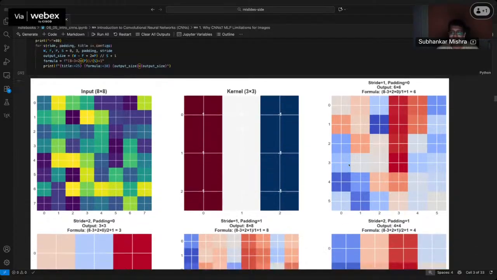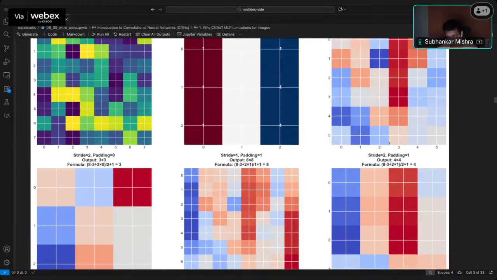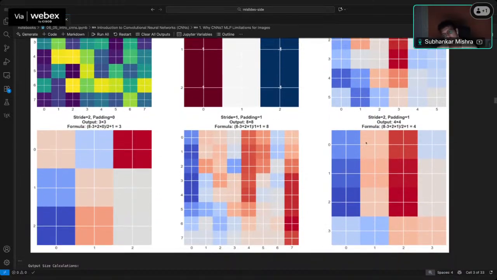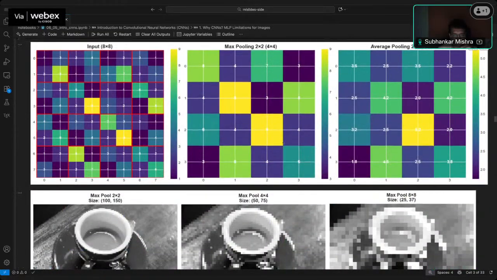Stride and padding is there, like how stride and padding will help you. For example, the input is 8 cross 8 with stride and padding. What is the output size, right? So this is an example where we show basically what happens with a particular input. Please give it a try on your own so that you can take a look and appreciate it.